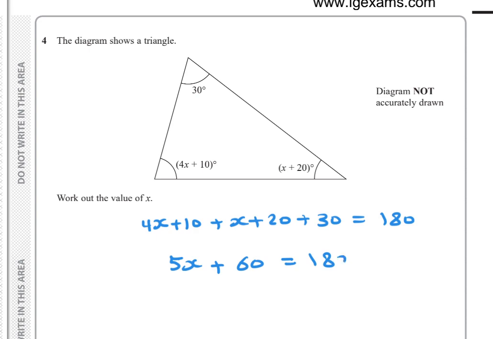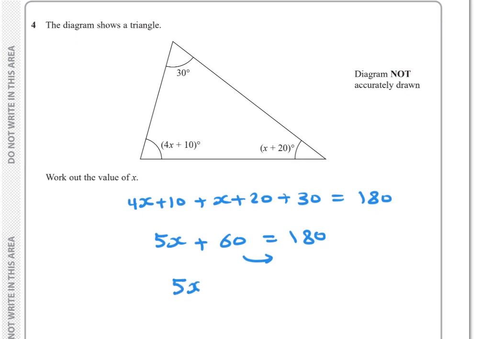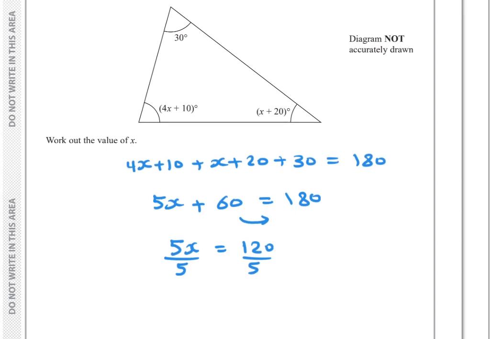equals 180. Now transpose 60 to the other side by negative. So 5x equals 180 minus 60, which is 120. Divide by 5, divide by 5. So x equals 24.